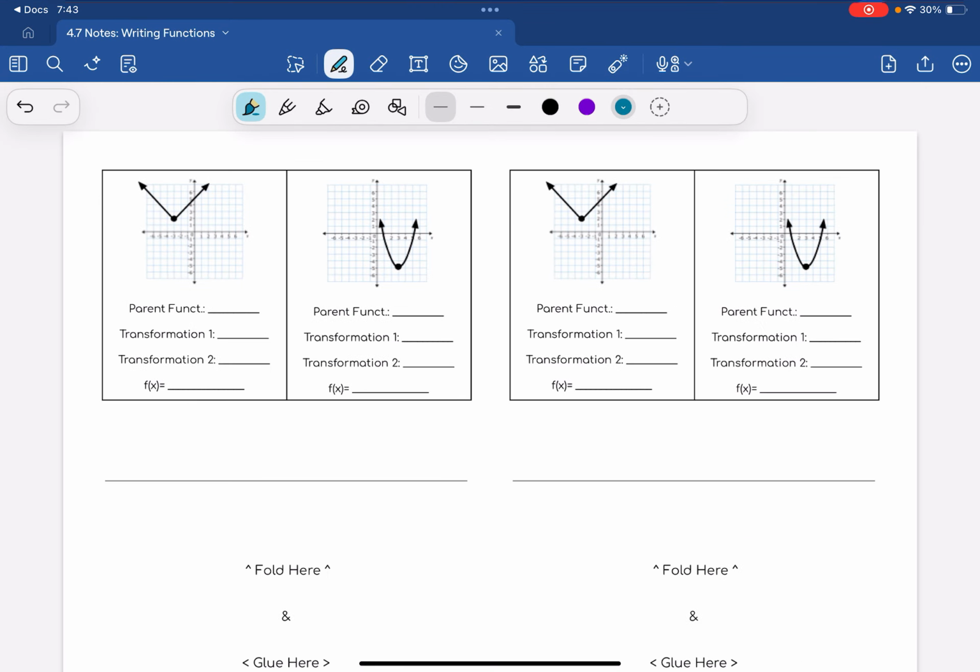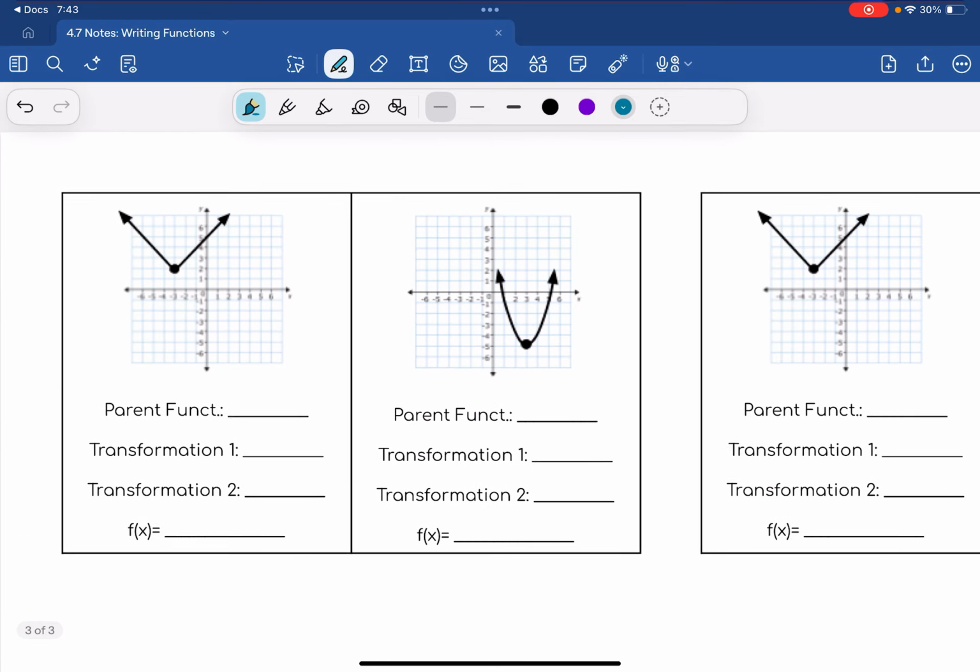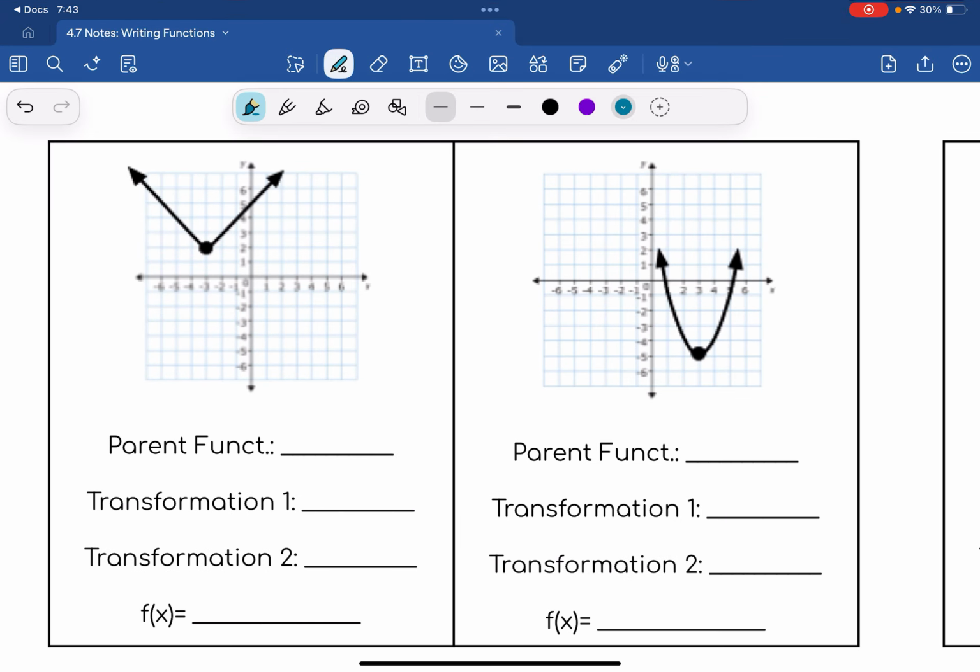Okay, so last 2 examples. We're going to look at the shape. So this one on the left, that is a V shape, so it is the absolute value.